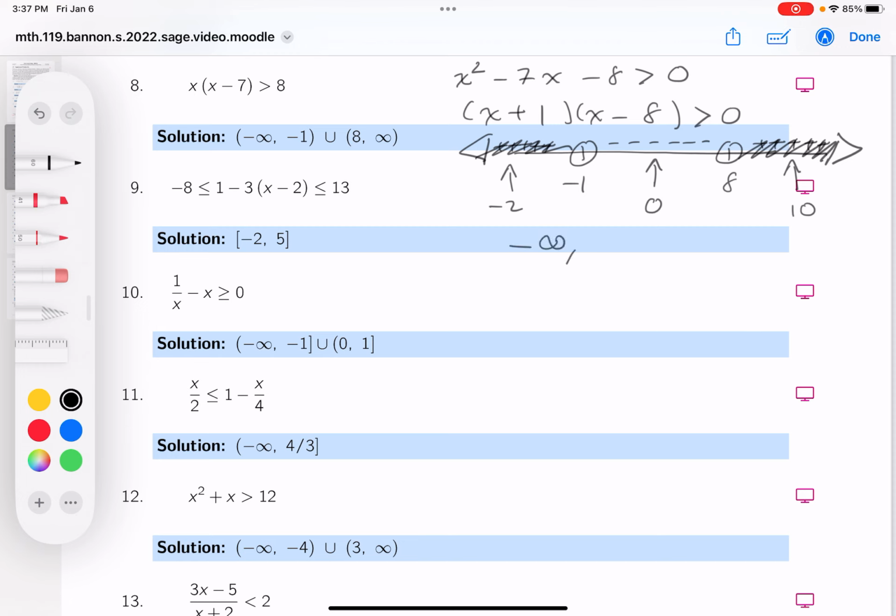Intervals: minus infinity, up to minus 1, don't touch it. Union, 8, don't touch it, off to infinity. Little box on it.